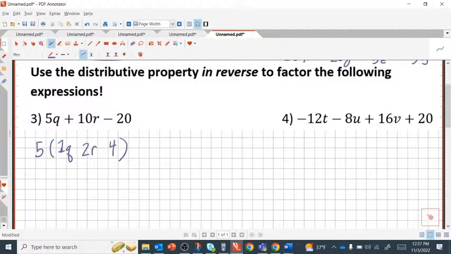Now we have to make sure we put the signs in, right? So Olivia, what sign belongs between the q and the r? A plus or a minus? A plus. And what belongs between the 2r and the 4? A minus. Yeah, we just got to make sure those match, and we'll be in really good shape. That's awesome. Yes, go ahead, Max.